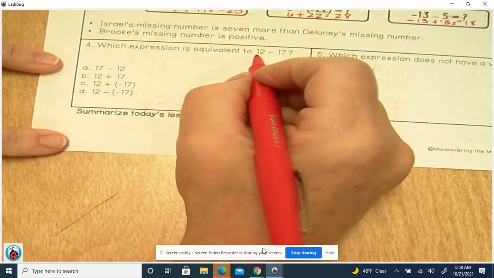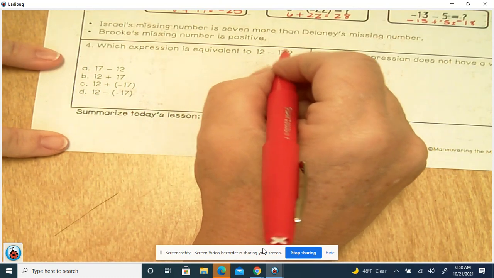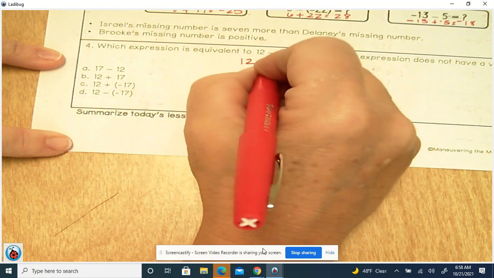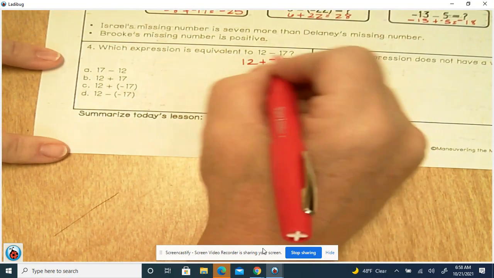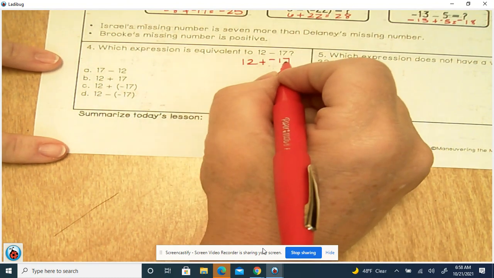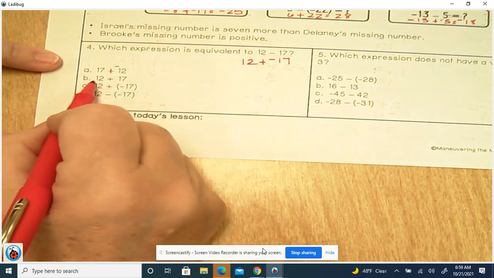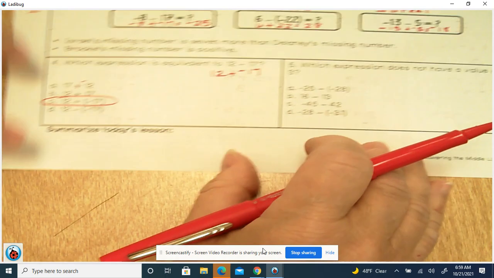Which expression is equivalent to 12 minus 17? So that's going to be 12 plus a negative 17. If we change the minus to a plus, change the sign of next, that's going to be a negative 12. It's C, 12 plus a negative 17.